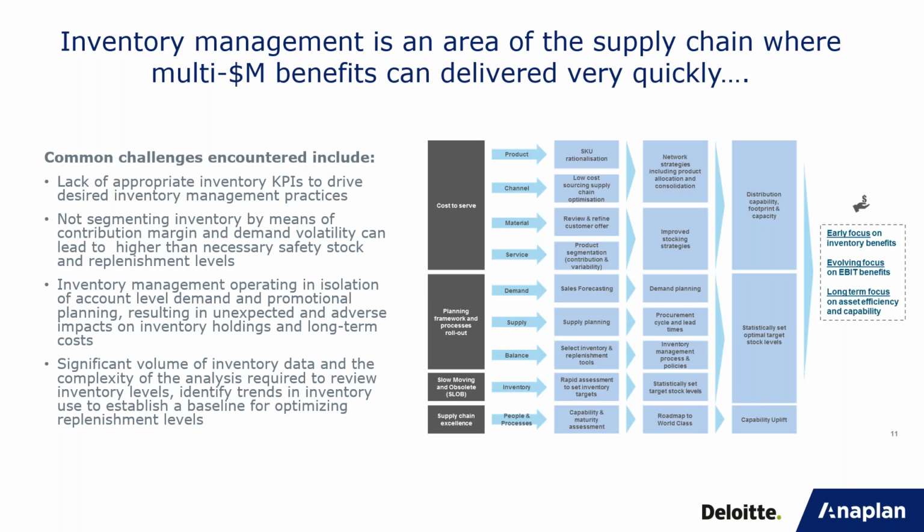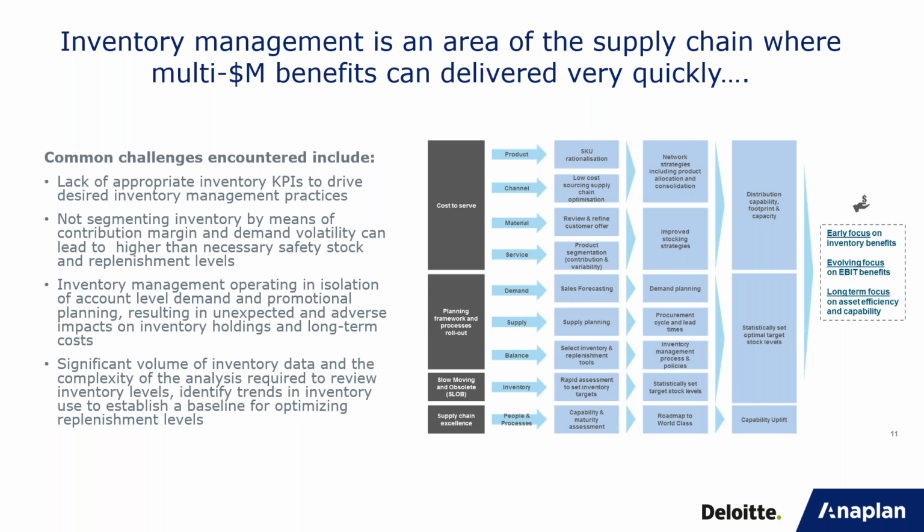So moving to looking at the picture on the right, the 4 key areas that we focus on is the cost to serve. So again, across product, channel, material, and service. Planning framework and the way you roll it out. So, what does your end-to-end S&OP process look like, and how does inventory fit into all of that? And that's really about, as I mentioned, balancing the demand and supply side.